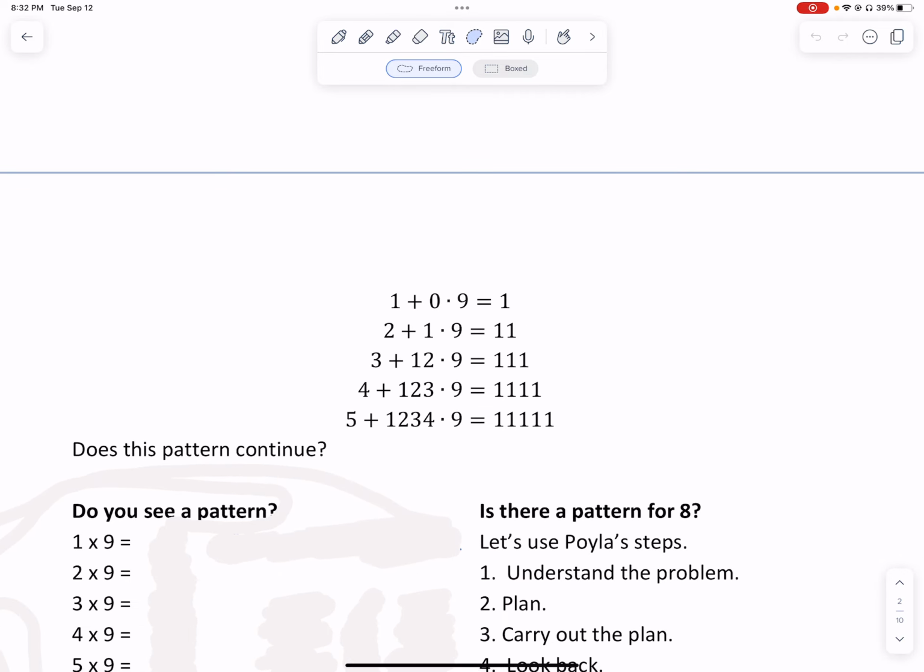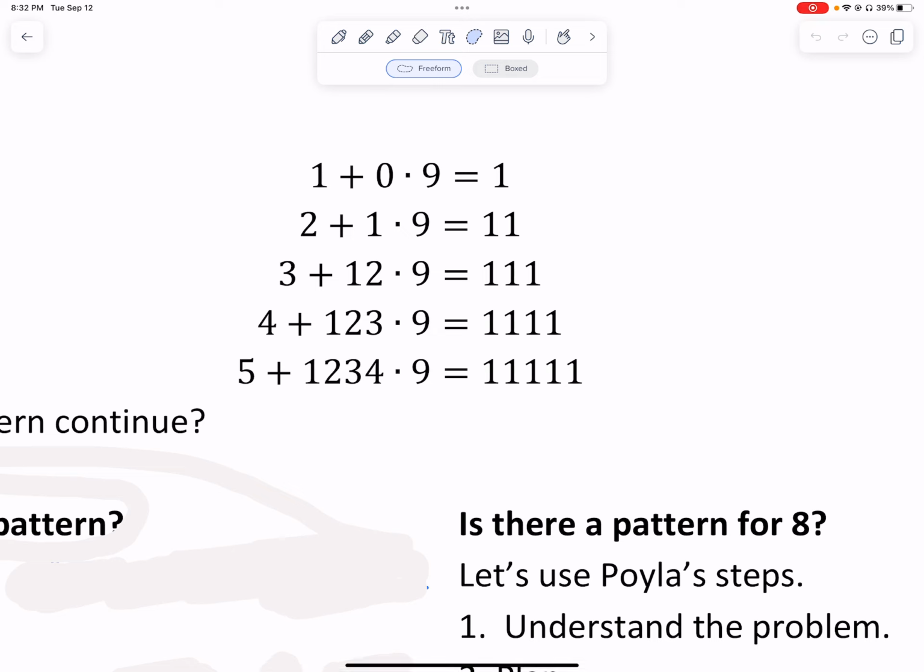So I just think this one is really cool. If you notice, here's my pattern. I'm going up 1, 2, 3, 4, 5, but I'm multiplying whatever's left by 9. So I'm going to take 1 away. So I get 0 times 9. That gives me 1. 2, 1 times 9. That gives me 11. 3, 12 times 9. That gives me 111. 4, 123 times 9. Do you see this pattern that's happening? This compared to this, this compared to this.